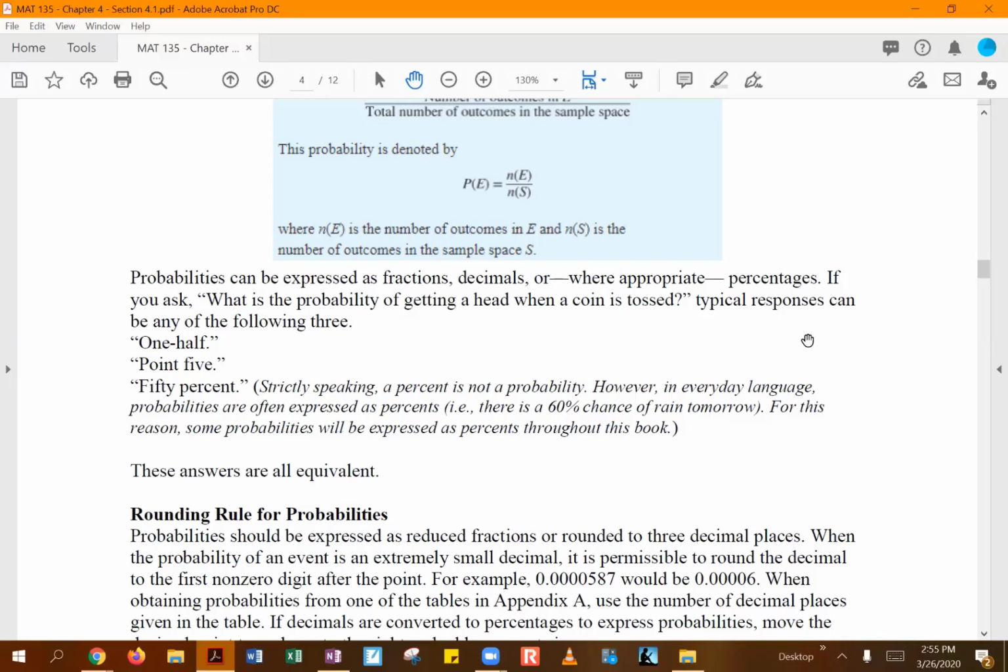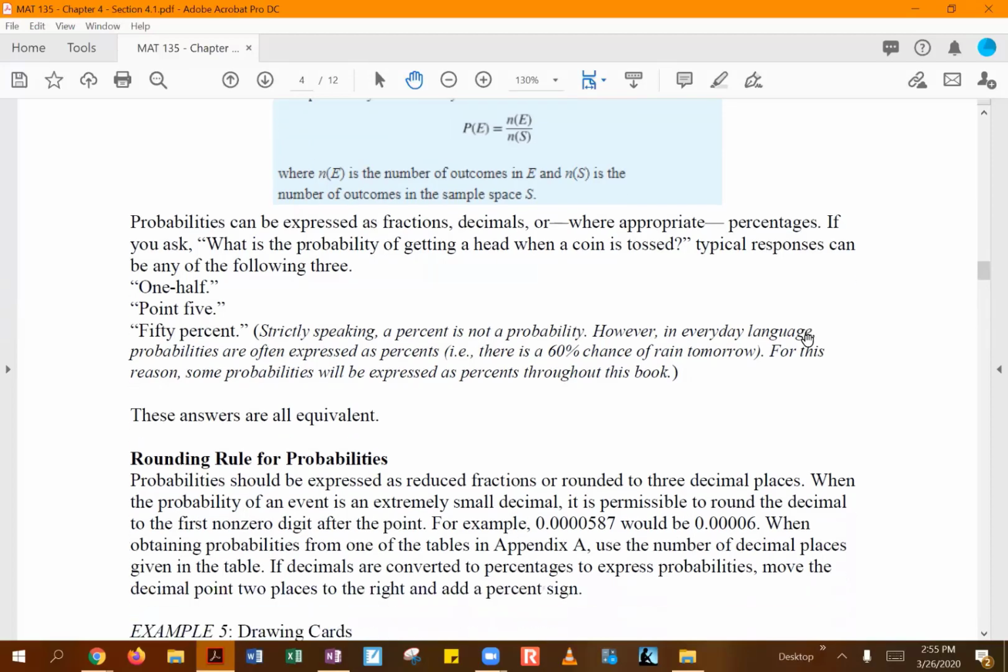Now look at this little paragraph here inside the parentheses. We are saying, strictly speaking, a percent is not a probability. However, in everyday language, probabilities are often expressed as percents. So basically, you can think of an example of there's a 60% chance of rain tomorrow, something like that. So for this reason, some probabilities may be expressed as percents throughout this book, but we're going to try and stick to fractions or decimals in this case.